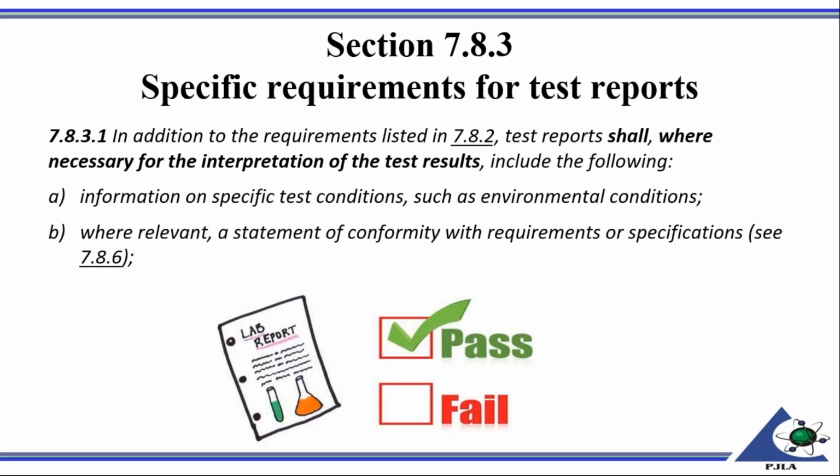Okay, 7.8.3.1. 7.8.3 is the specific requirements for test reports. So this is, again, on top of the previous requirements for test reports, only for testing. Keep that in mind. So 7.8.3.1, in addition to the requirements listed in 7.8.2, test reports shall, where necessary for the interpretation of the test results, include the following. So again, you have an out, because there's a wide swath of different types of testing that you're going to perform. So if the requirement is not deemed necessary for the interpretation of the test results, you don't necessarily have to include it.